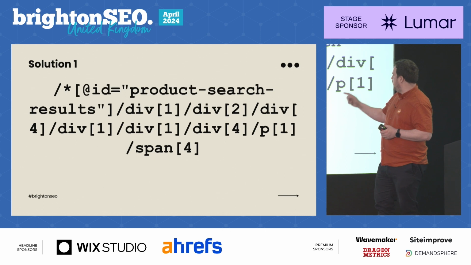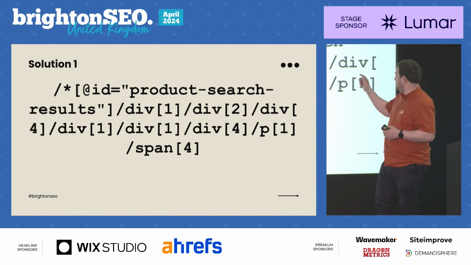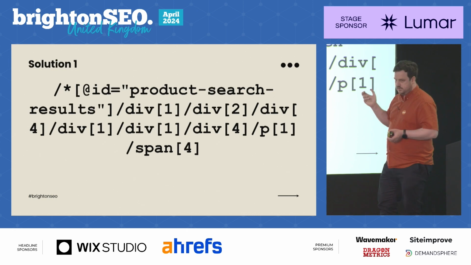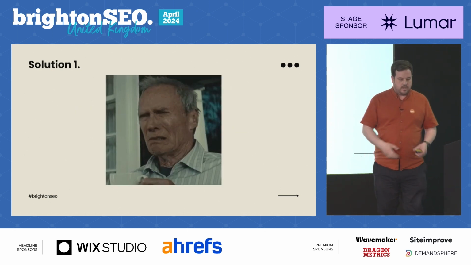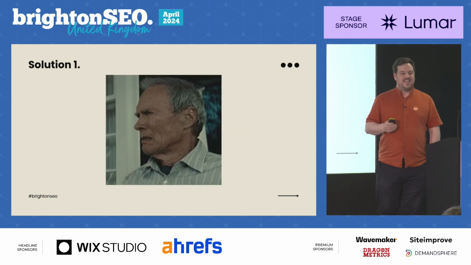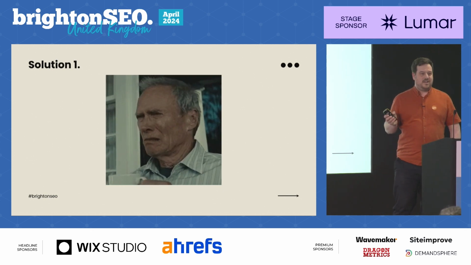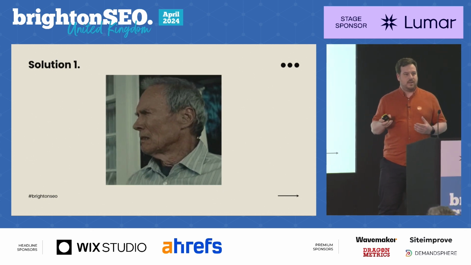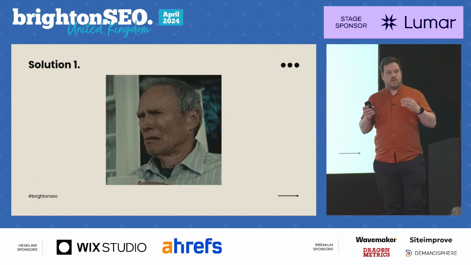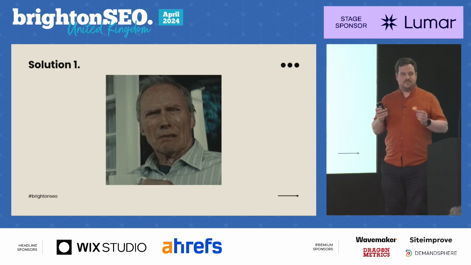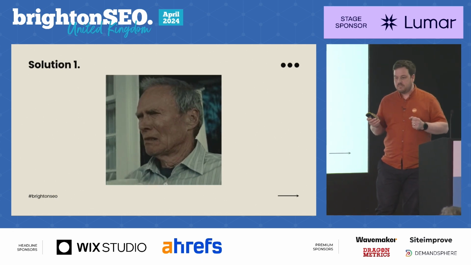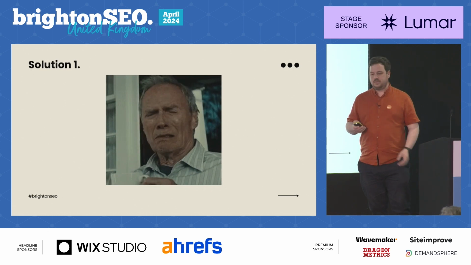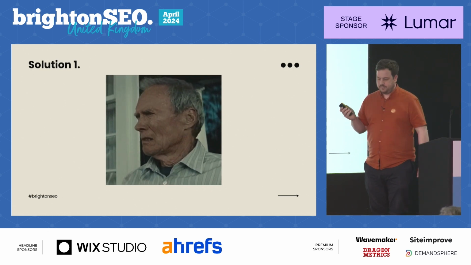So we're looking at the fourth span of the first P tag within the fourth div, within the first div, within the first div, within the fourth div, within the second div, within the first div, within anything that has an ID of product search results. Fucking hell. As well as being ugly, it's impossible to debug, and if your HTML template differs even slightly from page to page, it just won't work. So we need something a bit simpler.